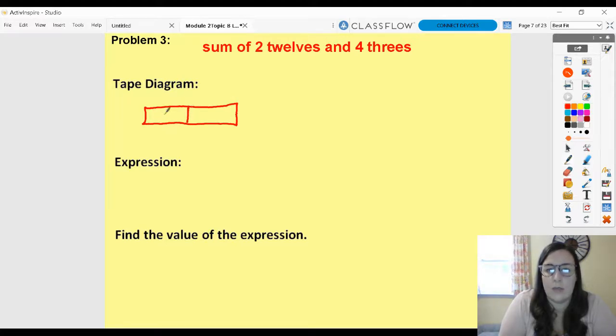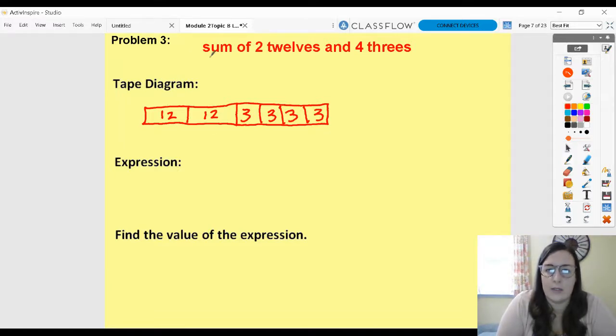So I have 2, and each one has 12 in it. And then I need 4 3s. So these can be a little bit smaller. The size doesn't actually matter when it comes to your tape diagrams. It's more about the content of what's in it, but you're not making 4 4s, we're making 4 3s. So I've got to go back and change that. So 4 3s, that would be our tape diagram. And we would need to solve for the total of that.